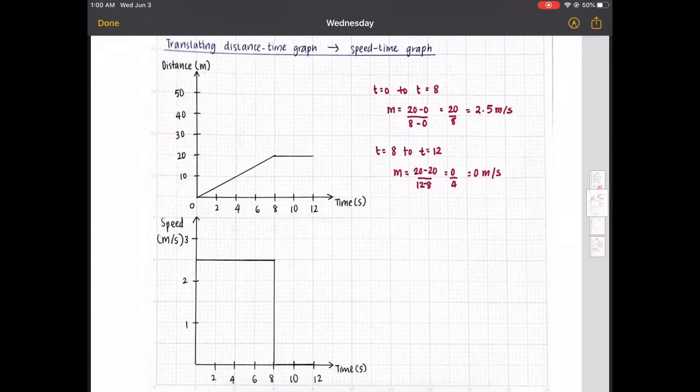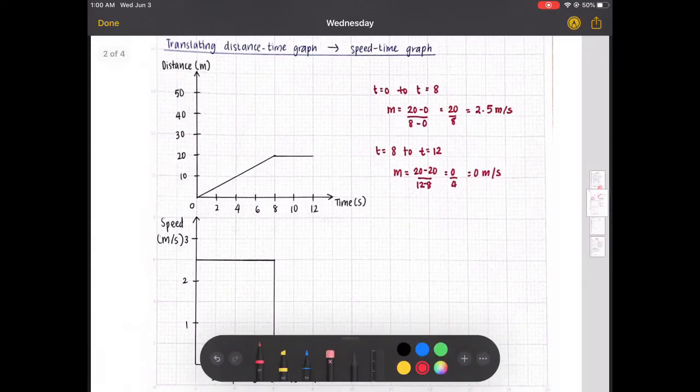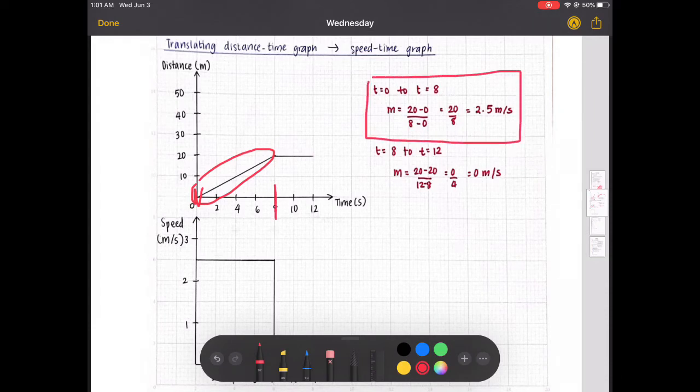Okay? Next, to translate a distance time graph into a speed time graph. First of all, here I show you the working. So we work with portions. For example, here, the first part of the graph is an upward slope. So I will find the speed from t equals 0 to t equals 8 first, which is the gradient. The speed in a distance time graph refers to the gradient. And then I will find the next portion of the graph, which is this flat line. This is the working. So I have 0 meters per second because the distance is not changing.